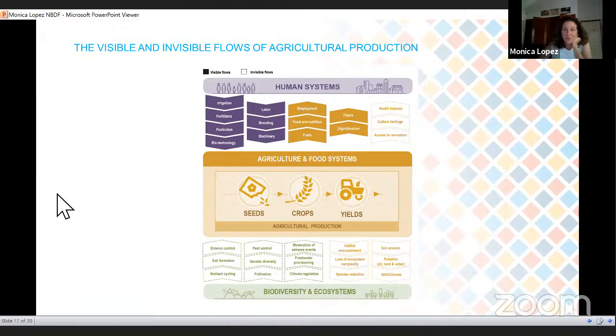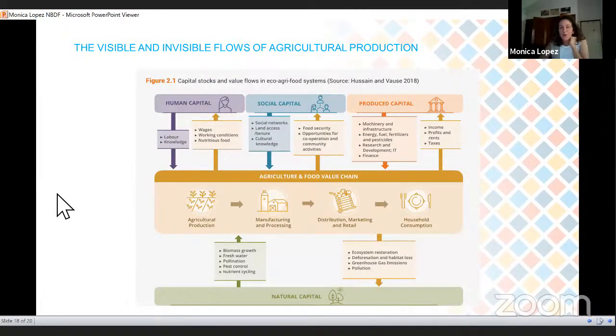And here we also have some positive flows from agriculture to human systems. Health can be positive or negative, but there is also the importance of the cultural aspects and the access to recreation. All this, I just wanted to share with you how we've come up with the framework: the impacts on human, social, and produced capital across the value chain, from the agricultural production all the way to household consumption, but also waste.